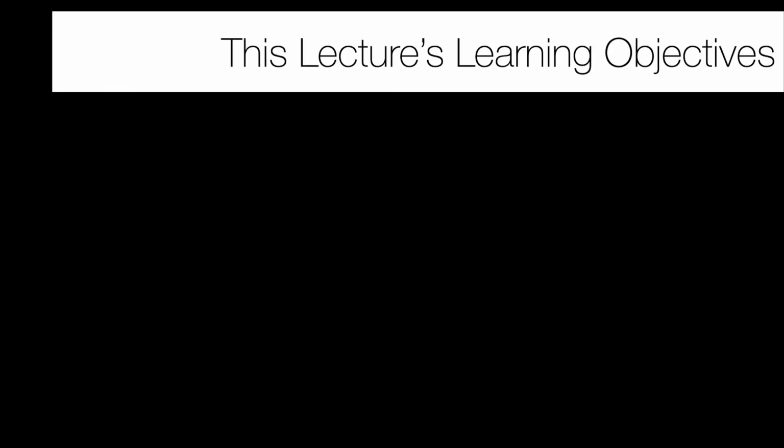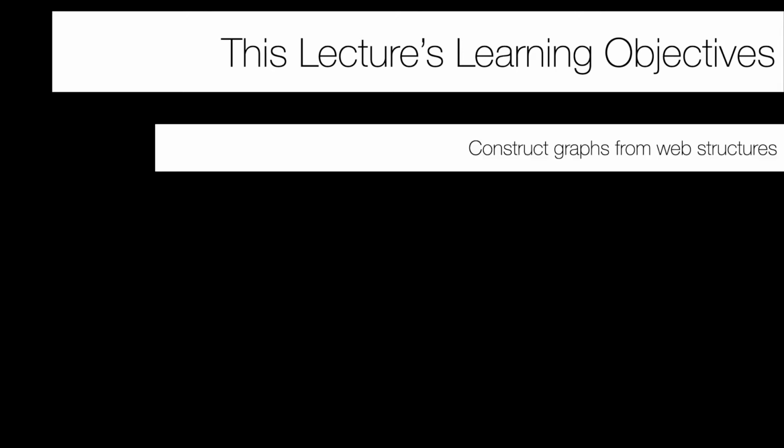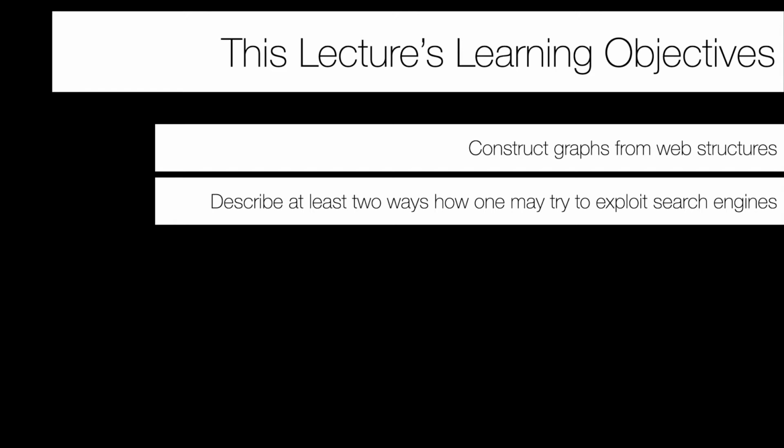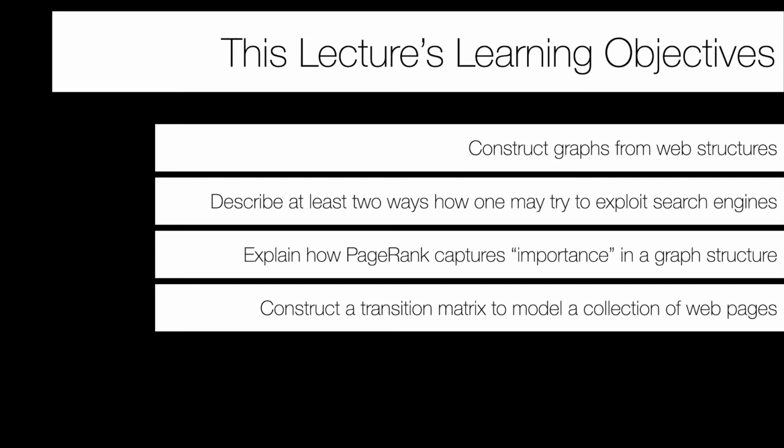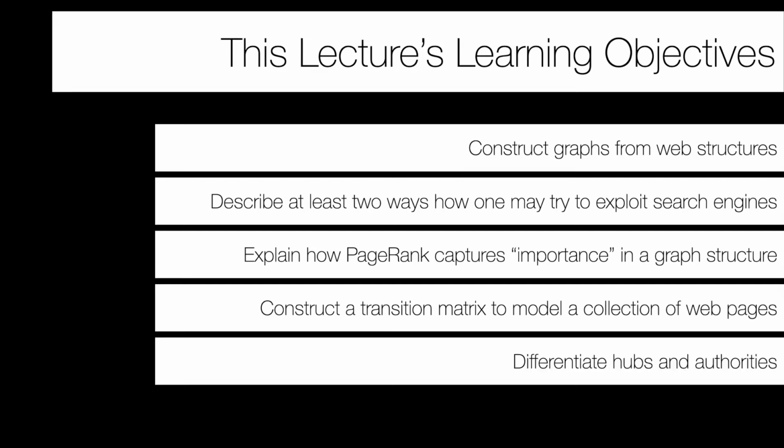So from this lecture, there are 5 main learning objectives. One is being able to construct graphs from web structures, so being able to actually extract that information from structures on the web. 2 is describing ways where an adversary might try and exploit search engines or how we organize the web. 3 is talking about PageRank and how this algorithm lets us capture some idea of importance in the web graph. Building transition matrices to represent these connections between graphs, and differentiating hubs and authorities as a different way to talk about importance in graphs.